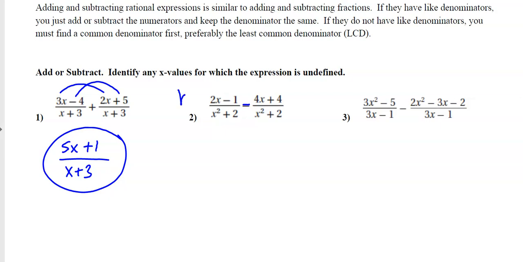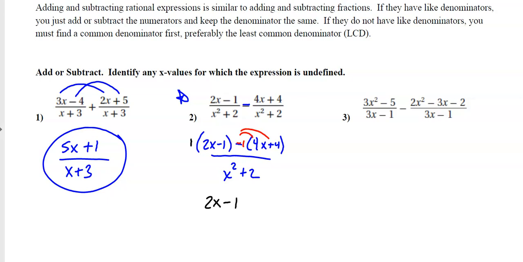Now be very, very careful. I'm going to put a little star here. With subtraction, you got to be careful. I do know the bottom is going to be the same. But on the top, this is really 2x minus 1, take away, and you have to treat it like a parenthesis. Whenever you subtract through a parenthesis, you have to distribute this negative 1 through. So really you're going to have 2x minus 1, because distributing a positive 1 does nothing. But over here you're going to change those signs. So that's going to be a minus 4x and a minus 4 all over x squared plus 2.